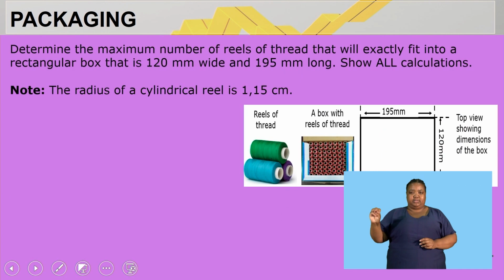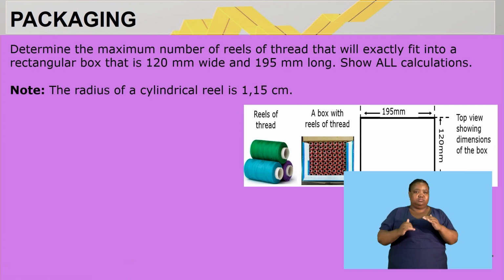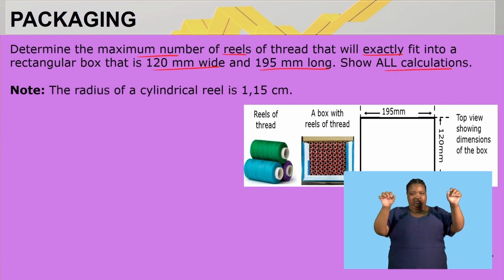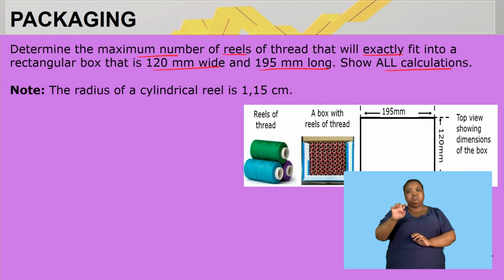So now let's see what we need to answer. The question states here that determine the maximum number of reels of thread that will fit exactly into the rectangular box that is 120 millimeters wide and 150 millimeters long. Show all your calculations. Very important there. We need to calculate to determine the maximum number of reels of thread that will fit exactly into this rectangular box, and we have to show all our calculations.